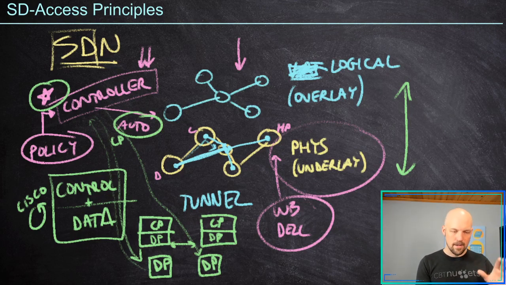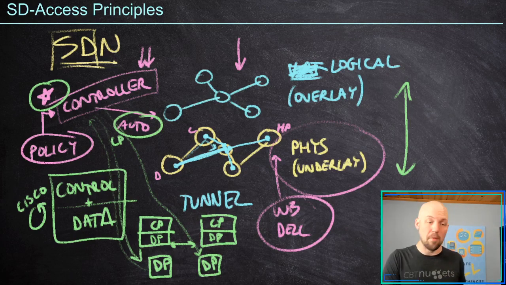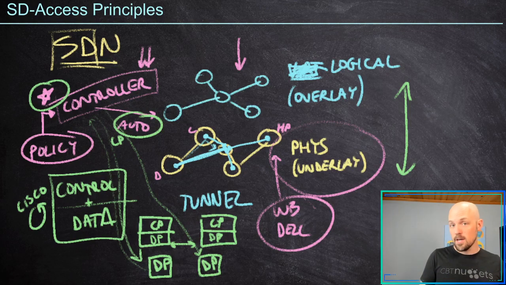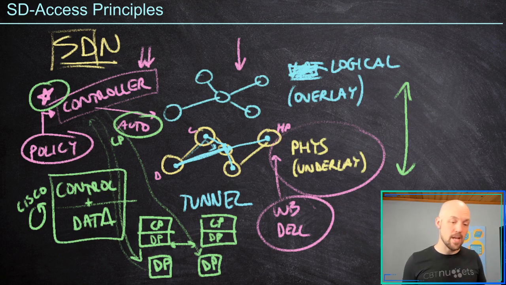fact that that hasn't been offloaded to the controller. It might be offloaded to a different network device. For example, a LISP control plane node, essentially, is what we call those. In the software-defined WAN space, we have those vSmarts out there. The vManage, as the controller, is not pushing this control plane information down. It's running as a vSmart controller, and it's pushing the control plane information down.